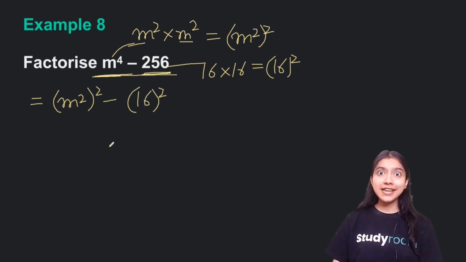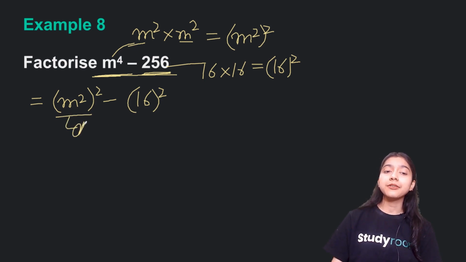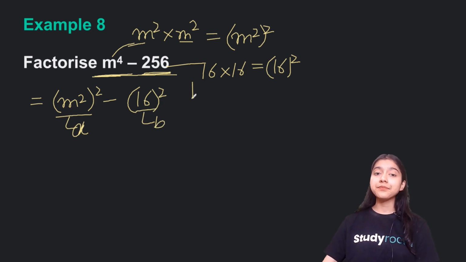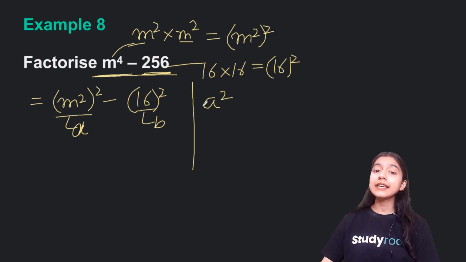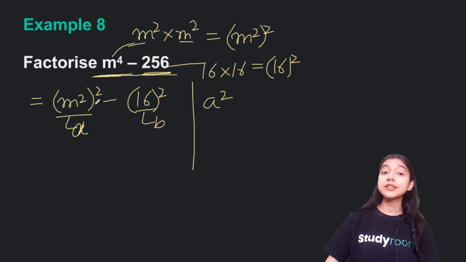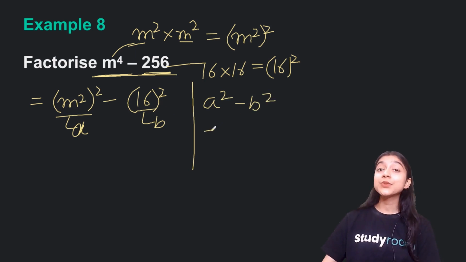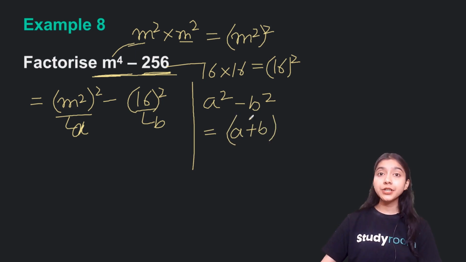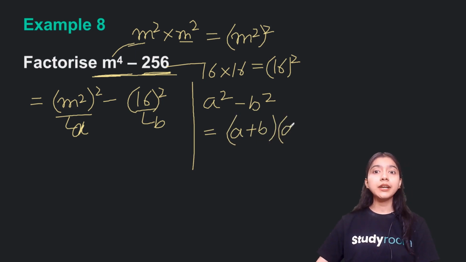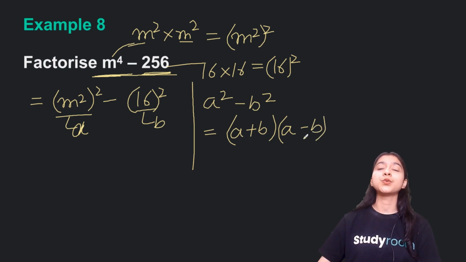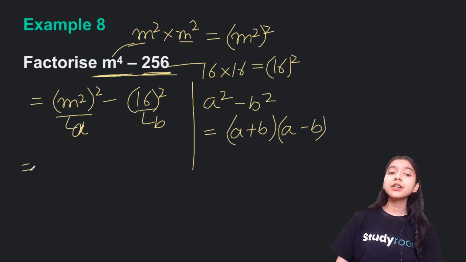Now, which identity will we use over here? Just consider this as a, okay? And just consider this as b. What is the identity? Over here we are getting a square, that is m square whole square. So it is a square minus b square. This was the third identity. A square minus b square is nothing but a plus b, that means adding the first two terms and then whole multiplied with subtracting the first two terms. So we have to do a similar thing over here.